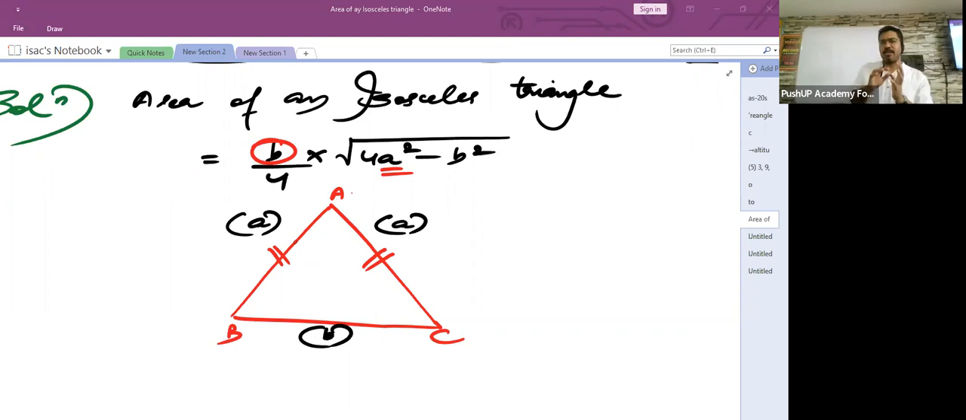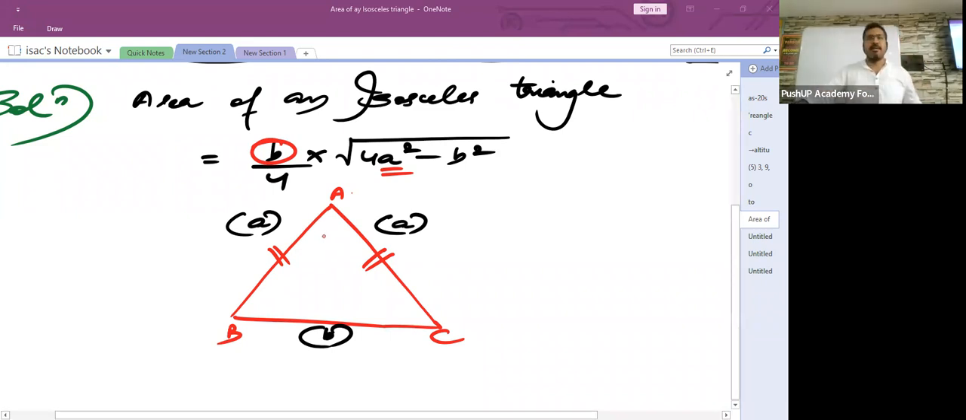That is why I'm telling you, don't apply Heron's formula if you remember this formula. In case you forget the formula for isosceles triangle, in that situation, you rely on Heron's formula. If you remember this, apply it. Fine. So let's start.